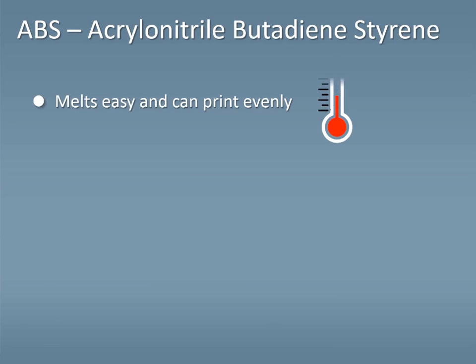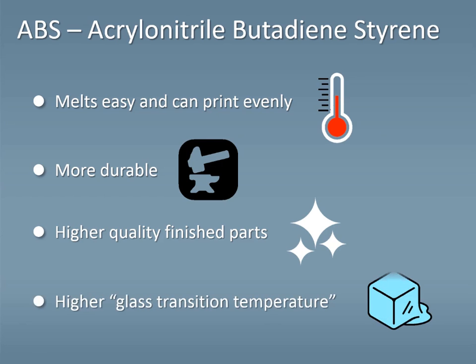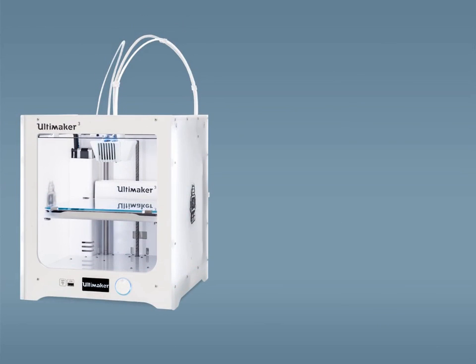This plastic also melts easily and can print very evenly. The main advantage of ABS is that it's much more durable and produces higher quality finished parts. This is because ABS doesn't soften as easily as PLA due to its higher glass transition temperature material property. There are many other plastic types that can be used in FDM printers.